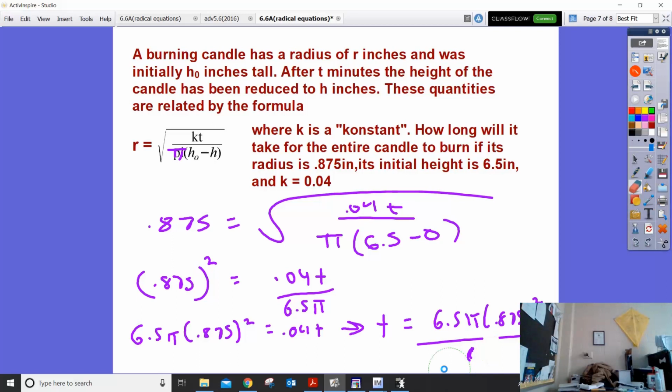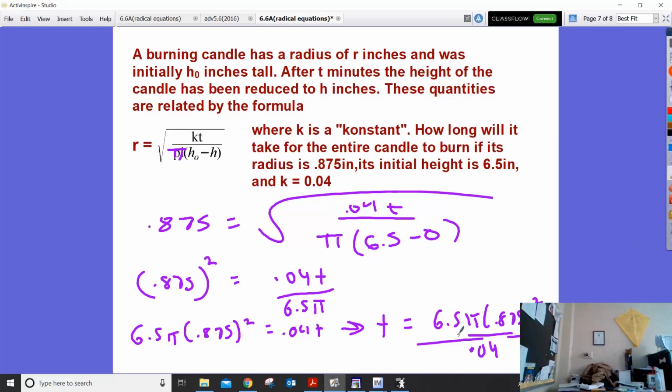At that point in life, you could go to a calculator if you had one. I'm just going to pretend I don't. And I'm going to stop there. Whatever that ends up being is your time, how long it takes for that candle to burn down. But anyways, your bell's about to ring. And you need homework.